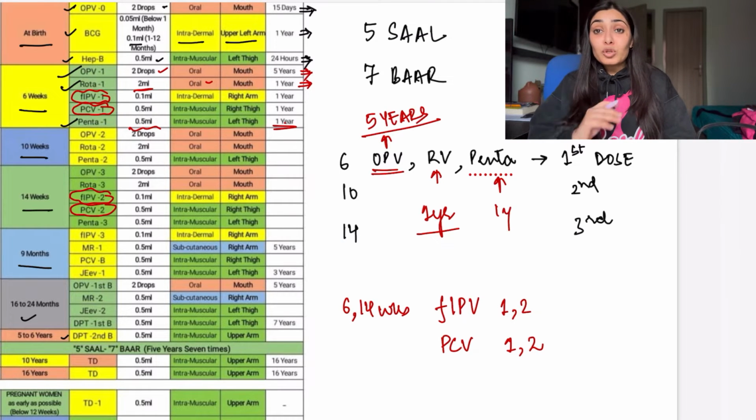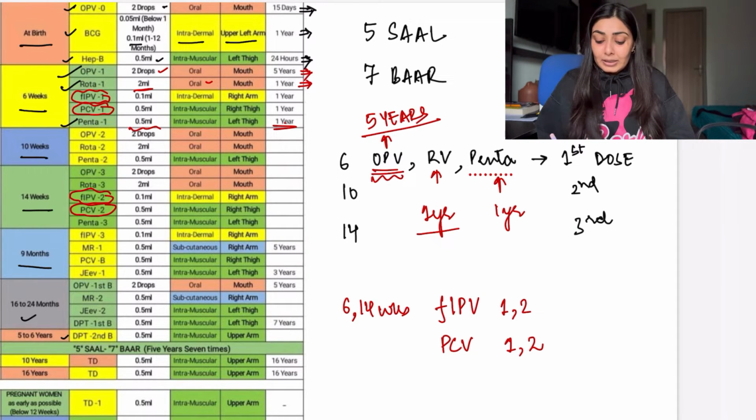So you can see most of the vaccines have an upper limit of 1 year, except the OPV, which is still 5 years of age, right? Now coming to fractionated IPV, it is an intradermal route that we are preferring here. 0.1 ml is a dose, and it is given over the right arm. Again, 1 year is the upper limit, the max age.